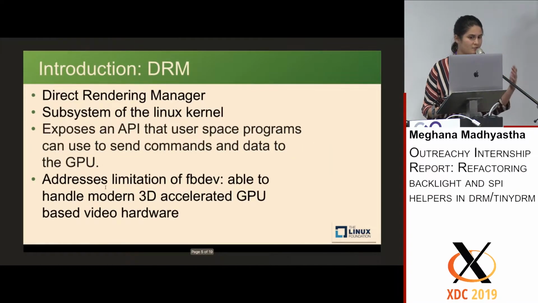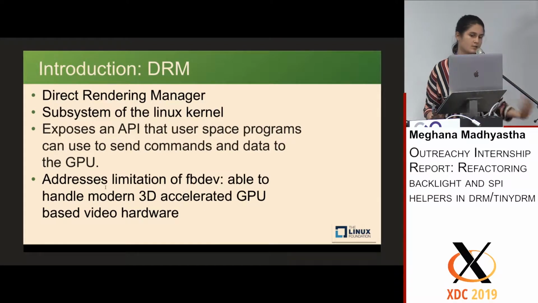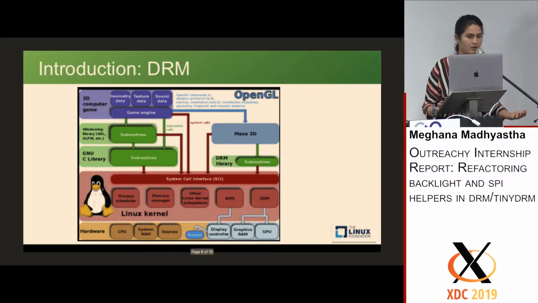So I'll start off by introducing DRM. I'm pretty sure most of you know this already, but I'll just spend a slide on it for completeness' sake. So DRM stands for Direct Rendering Manager. It's a subsystem of the Linux kernel and exposes an API that user space programs can use to send commands and data to the GPU. It came about to address limitations of fbdev, specifically to be able to handle modern 3D accelerated GPU-based video hardware.